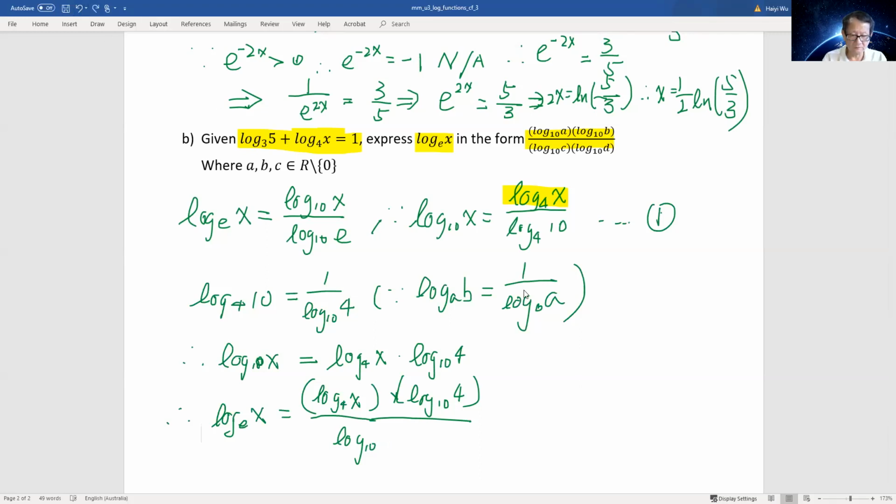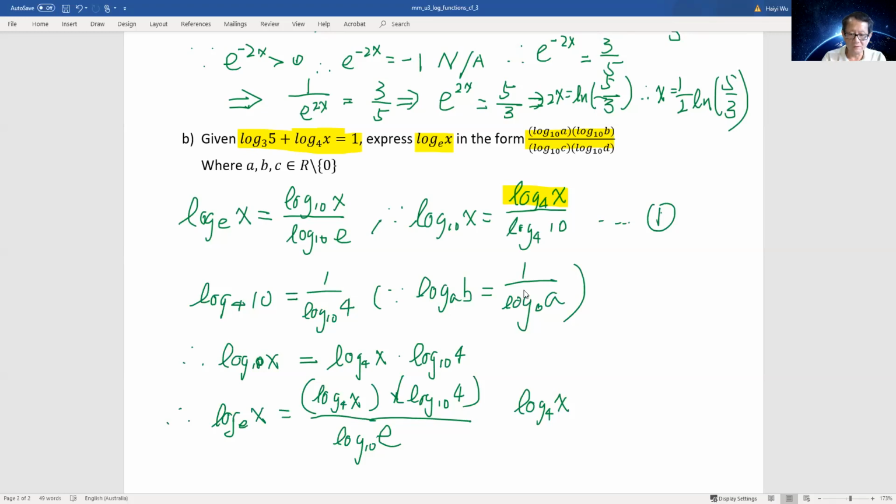It's log 10 base e. So now we have got two base-10 logs. Now we just need to focus on log 4 base x and change it to log base 10. How do we do that?